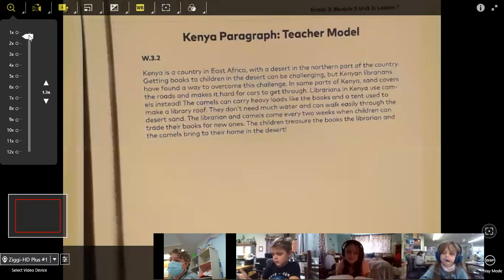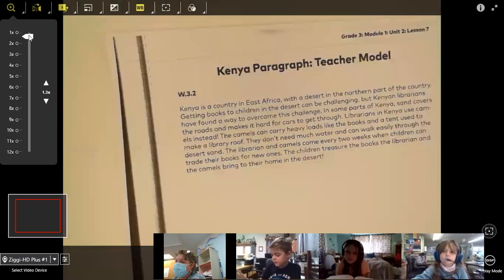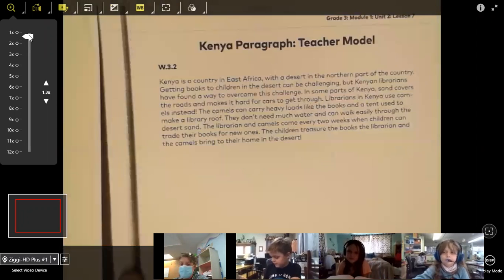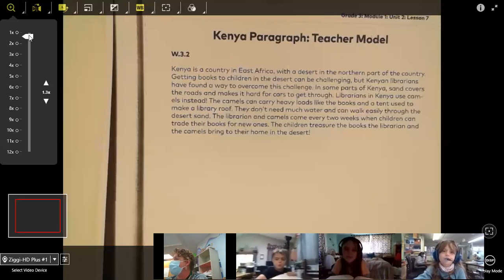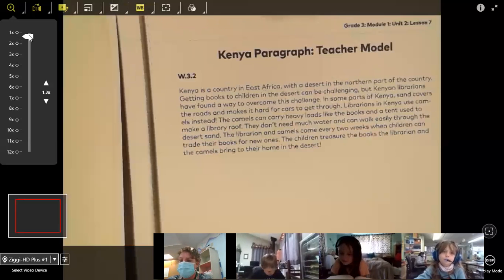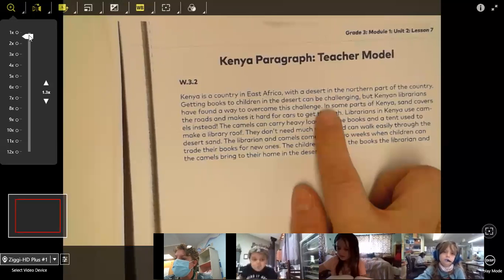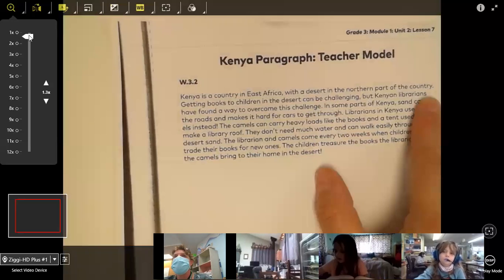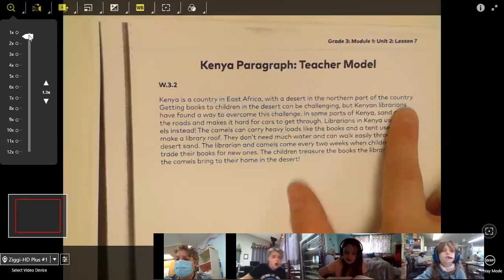Good. All right. So here is our teacher model. We're just going to read through it, and then we're going to talk about the different parts of it. Okay. So you don't need anything in your hands right now. You just need your eyes and your ears to read along with your eyes as I read aloud. Kenya is a country in East Africa with a desert in the northern part of the country. Ooh, does that sound familiar? We just looked at that sentence, didn't we?